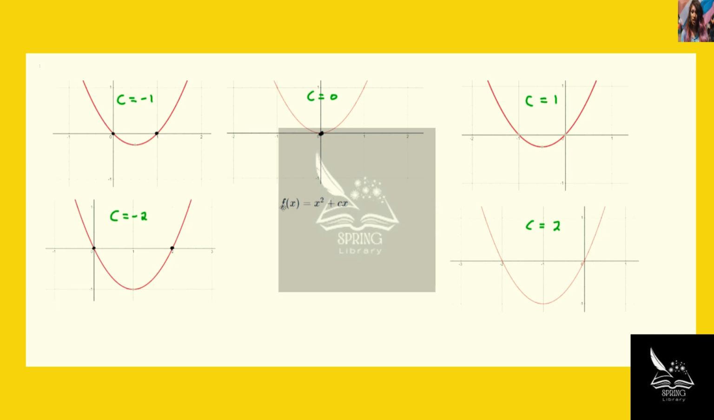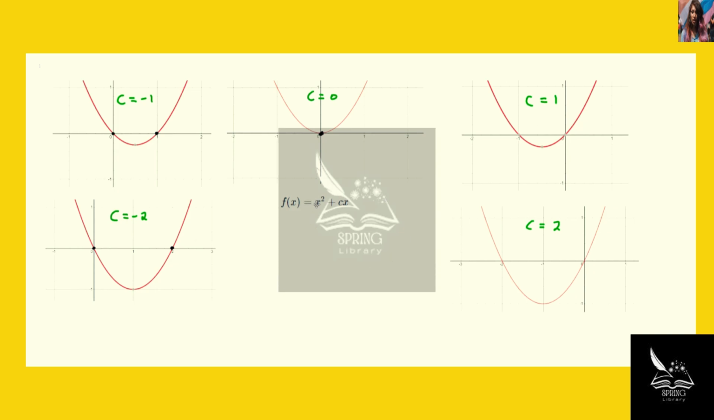So here, you can see I have the functions listed for c equal to -2, -1, 0, 1, and 2. But before we look at these graphs more, let's just do a little bit of stuff with the general function.